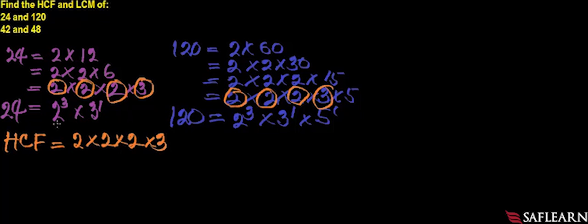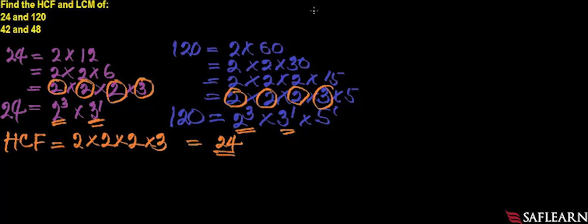Now this can also be seen from here, 2 raised to power 3 and 2 raised to power 3, and then 3 raised to power 1 and 3 raised to power 1 are the common prime factors. And this is simply 8 times 3, which is 24.